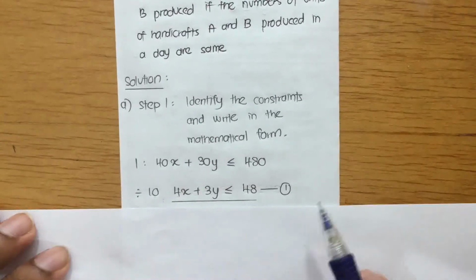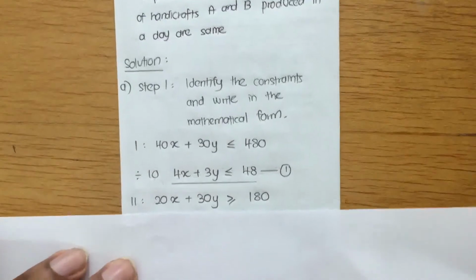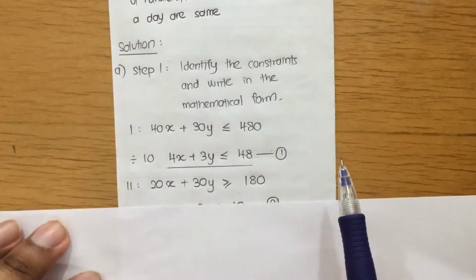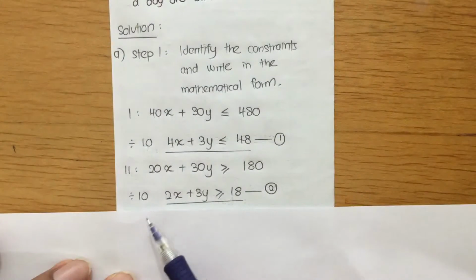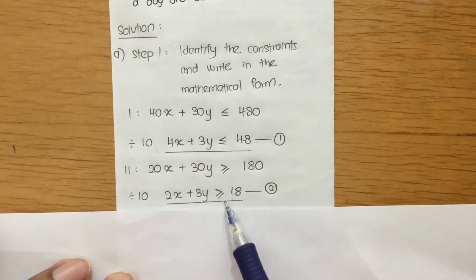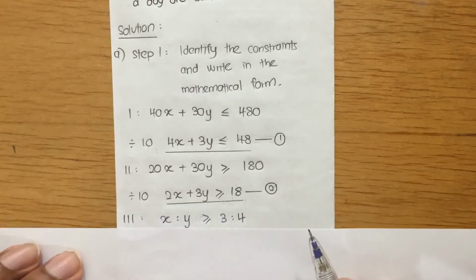So moving on to the second constraint. From here we get 20x plus 30y more than or equal to 180. Let us continue. So from here we simplify the whole equation by dividing the whole equation by 10. So from here you get 2x plus 3y more than or equal to 18. So this will be your second constraint or second equation. Let us proceed to the last constraint, which is the third one.